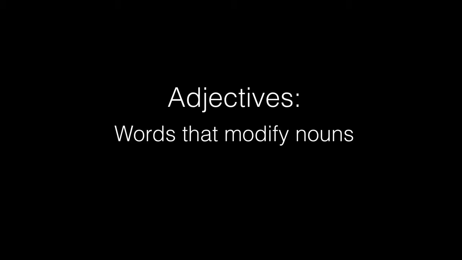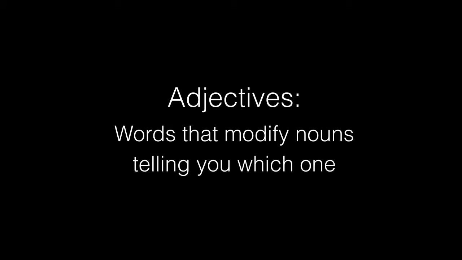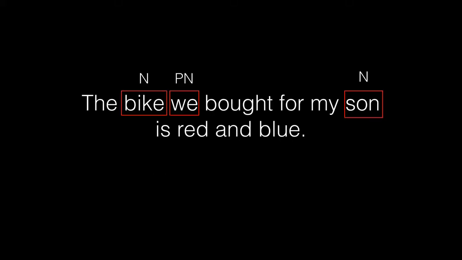Now, adjectives are related to nouns because they are words that modify nouns in a few different ways. They can tell you which noun you're talking about, not just any dress, but the red dress. They can also tell you what kind of noun you're referring to. So if we go back to the sentence and we look for what are the most obvious adjectives in the sentence, what are the words that are describing something, the ones that will jump out at us are the color words at the end of the sentence, the words red and blue, which are describing the word bike.